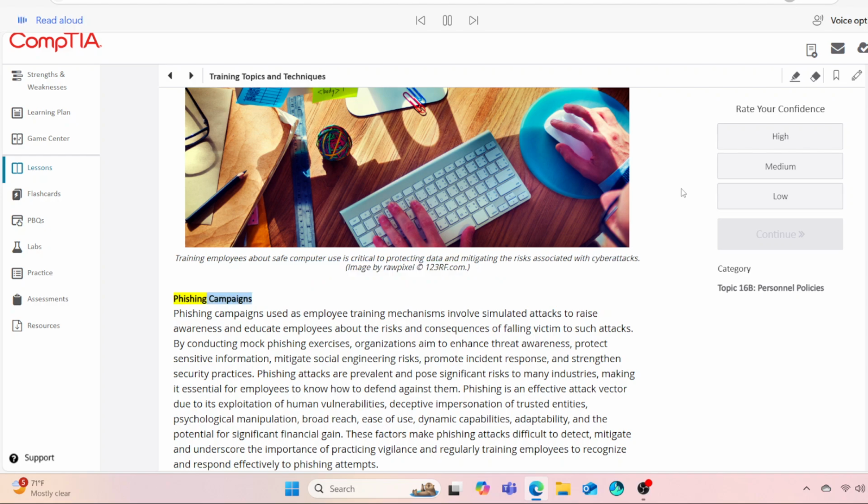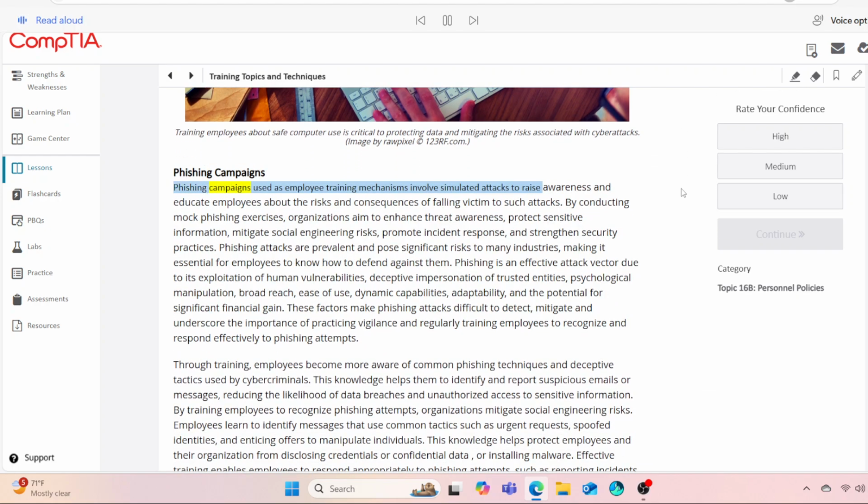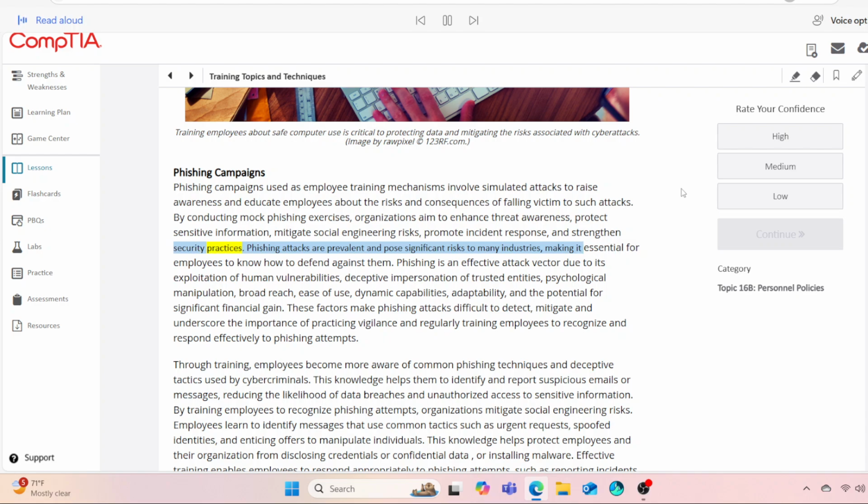Phishing campaigns. Phishing campaigns used as employee training mechanisms involve simulated attacks to raise awareness and educate employees about the risks and consequences of falling victim to such attacks. By conducting mock phishing exercises, organizations aim to enhance threat awareness, protect sensitive information, mitigate social engineering risks, promote incident response, and strengthen security practices.